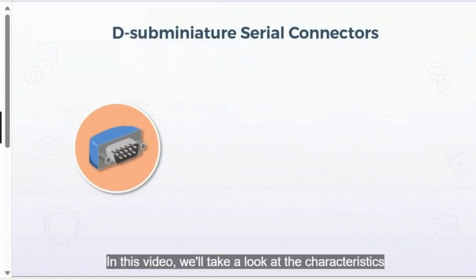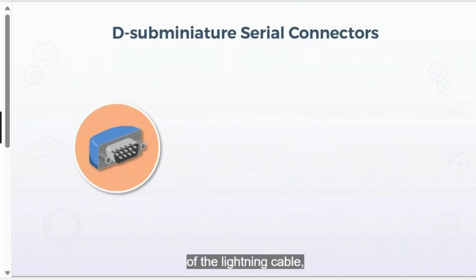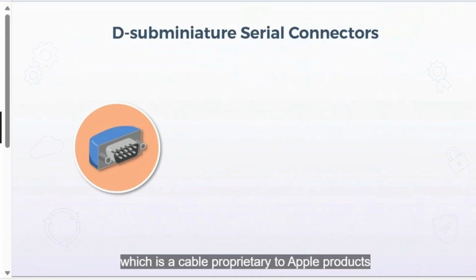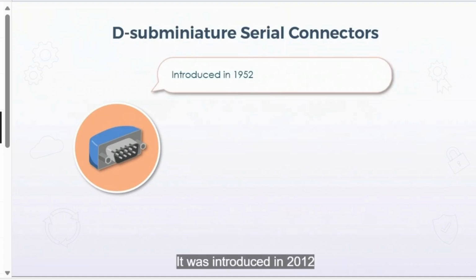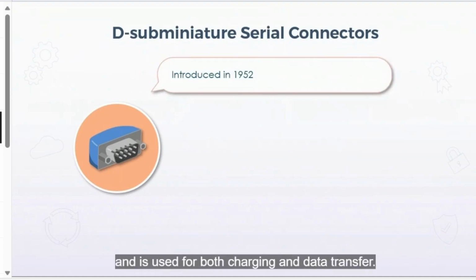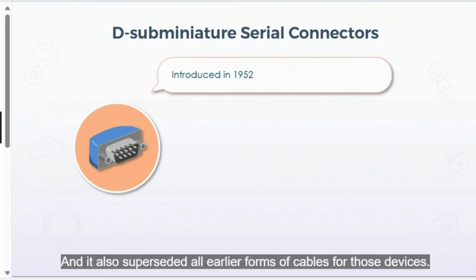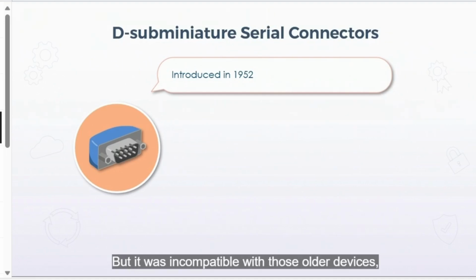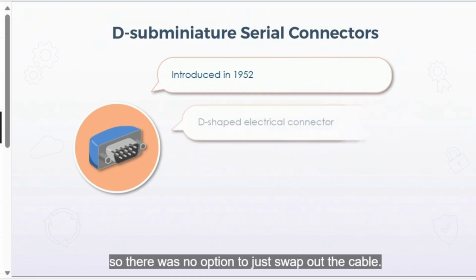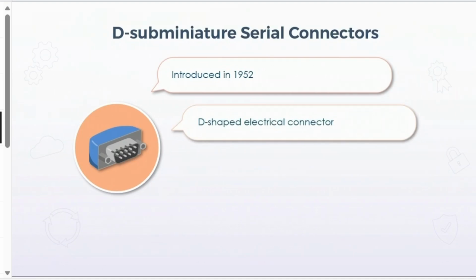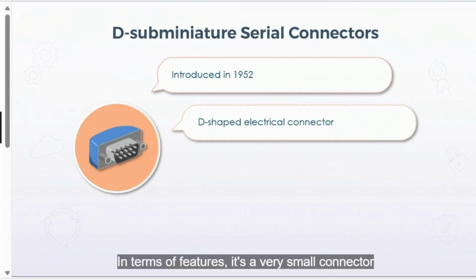In this presentation, we'll examine some of the characteristics of the D-sub-miniature serial connector, which is often contracted to D-sub, which was introduced in 1952, so they've actually been in use for longer than personal computers have. They draw the name D-sub from the fact that the outer metal shell of the connector, if turned vertically or upright, somewhat resembles an uppercase letter D, and subminiature is simply due to its comparatively small size.